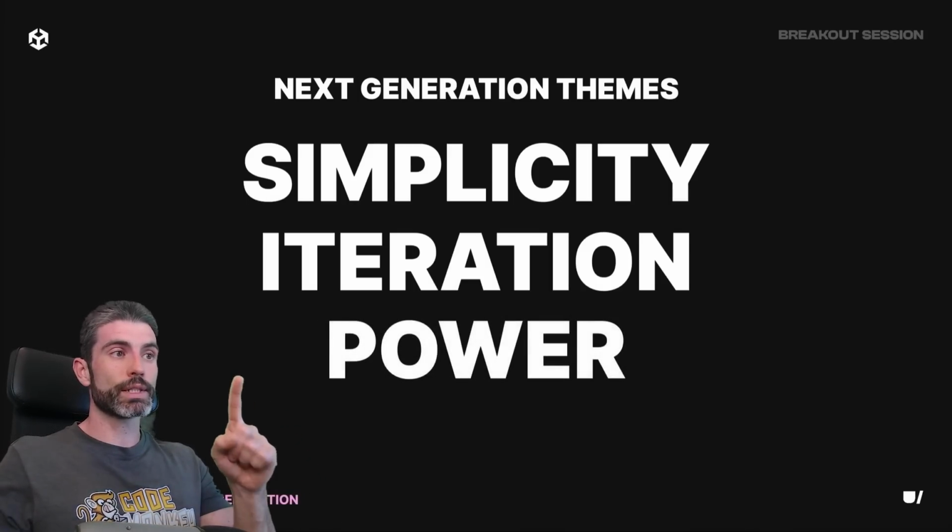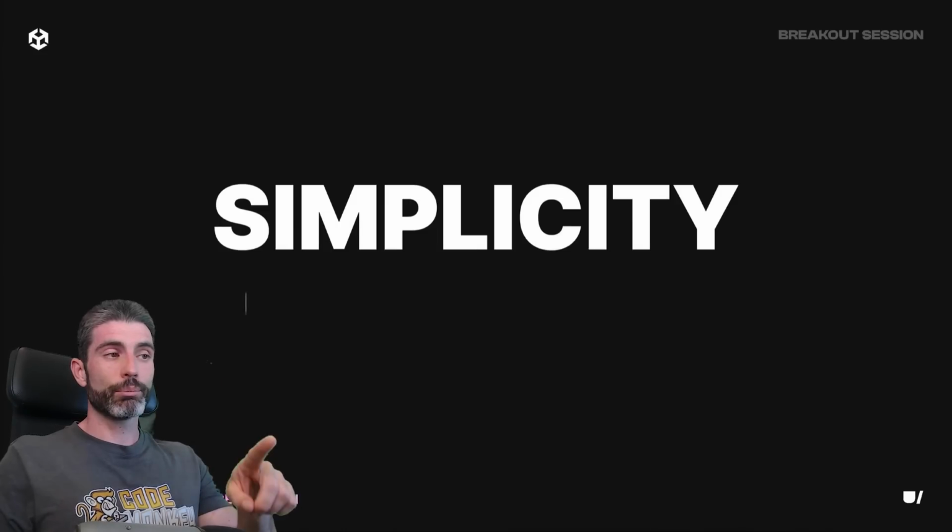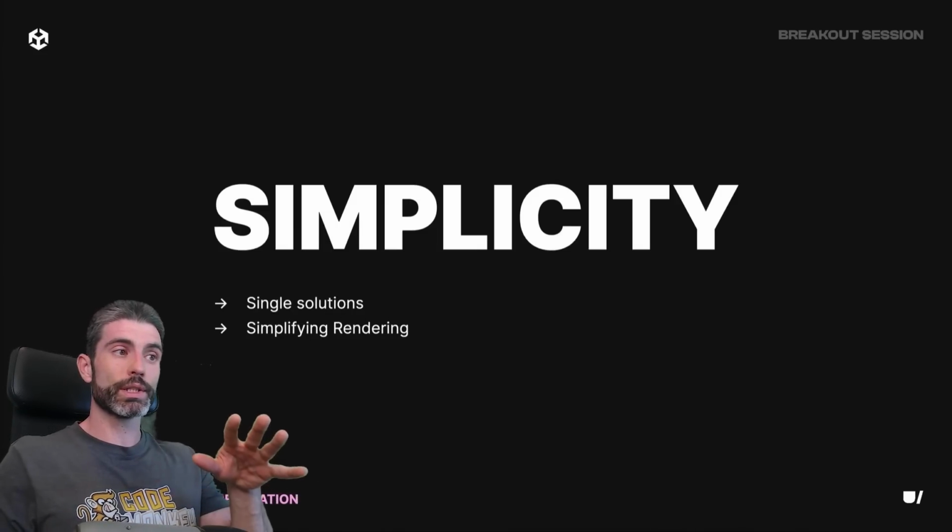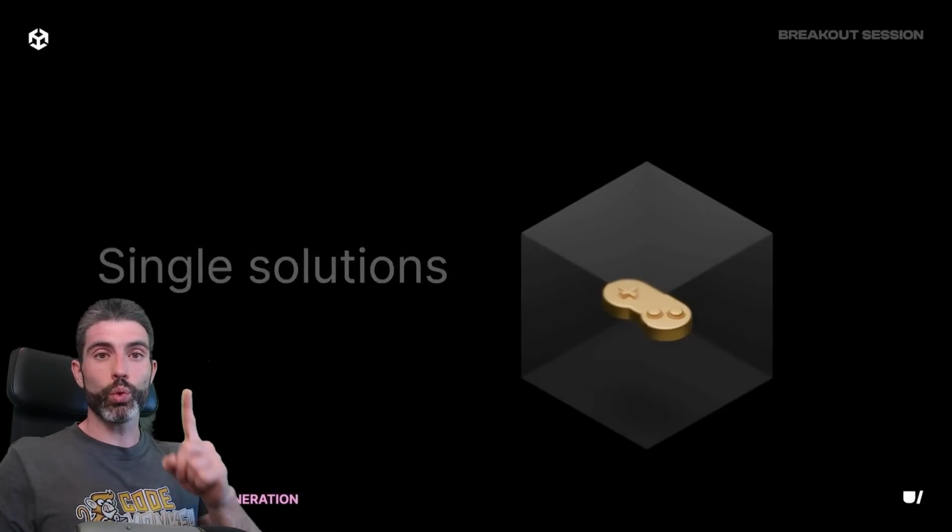The 3 core themes are simplicity, iteration, and power. On simplicity, the goal is to require you to make fewer decisions by making it so there's just one great tool for each specific purpose. In doing so, they also mentioned the word deprecation, specifically marking something as deprecated, but not removing it in that version and only removing it in a future version.